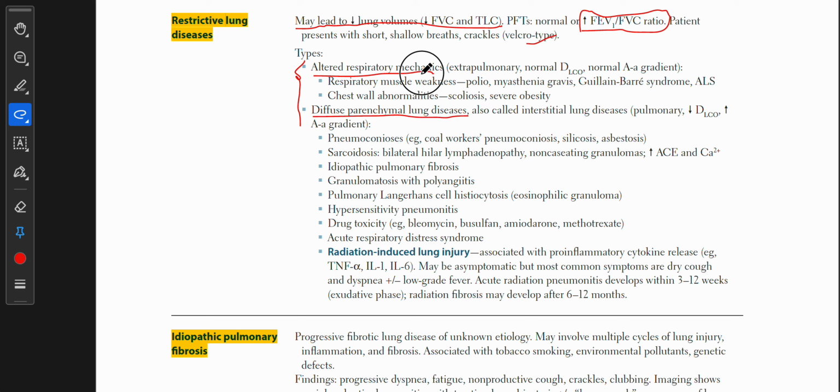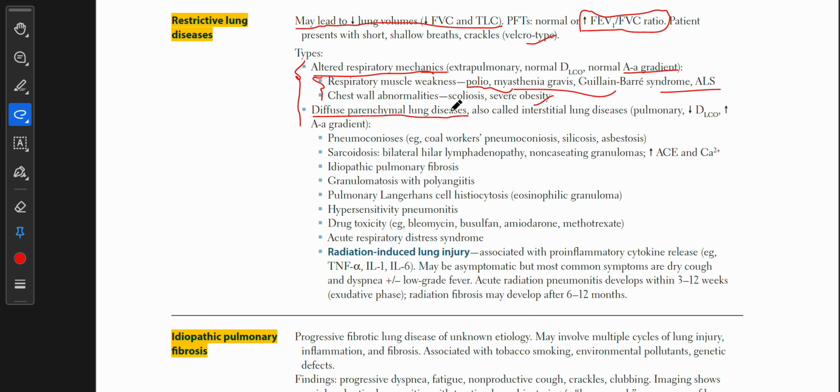If there is altered respiratory mechanics, that is extrapulmonary, with normal DLCO and normal alveolar-arterial gradient, these are either respiratory muscle weakness or chest wall abnormalities. Respiratory muscle weakness is shown by polio, myasthenia gravis, Guillain-Barré syndrome, and amyotrophic lateral sclerosis. The diaphragm cannot contract so well, and it causes restriction in breathing. Chest wall abnormalities like scoliosis and severe obesity can also cause restrictive lung disease.